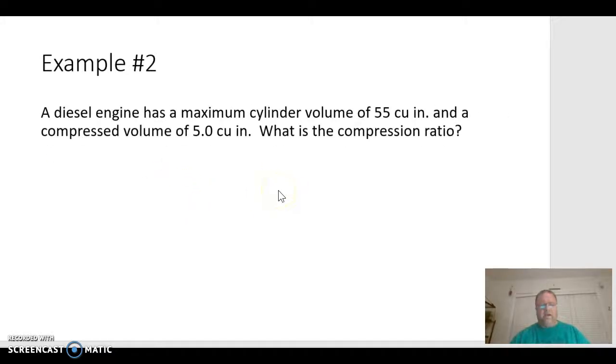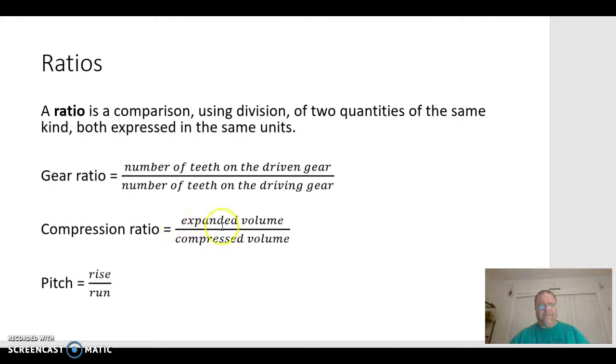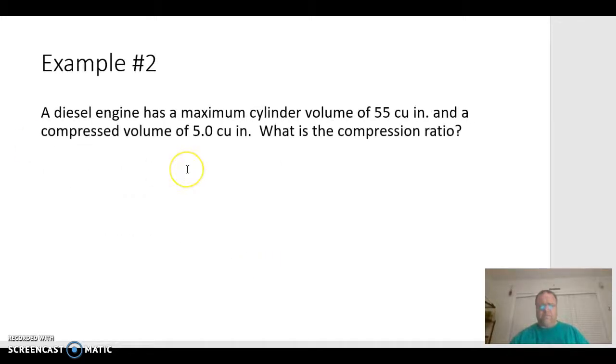All right. So let's take a look at another example here, and we'll look at another way of stating a ratio, and we'll see that in just a minute. A diesel engine has a maximum cylinder volume of 55 cubic inches and a compressed volume of 5.0 cubic inches. What is the compression ratio? Going back up to the compression ratio, we know that's the expanded or maximum volume over the compressed volume. So go ahead and pause it and see if you can get that. And then we'll look at that.